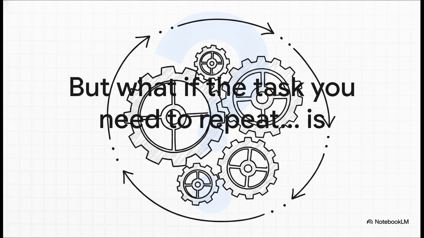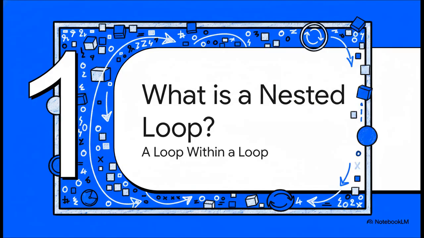What if, for every single step you take in a process, you need to run a whole separate cycle of other tasks? How do you even handle that kind of complexity? Well, the answer is surprisingly simple, but it's incredibly powerful. We nest them. We just take one complete loop and place it directly inside the body of another one. This creates this multi-level structure that unlocks a whole new dimension of control.